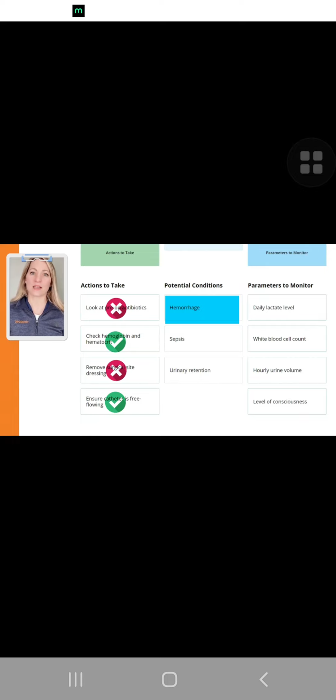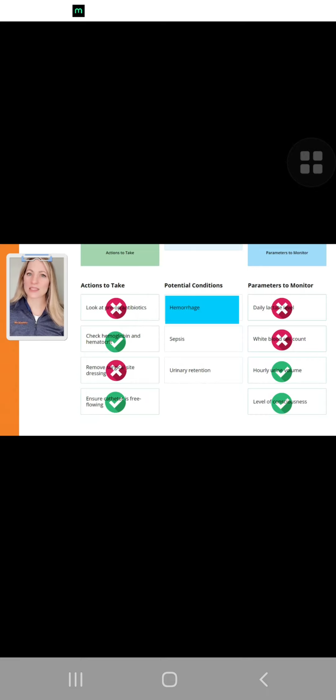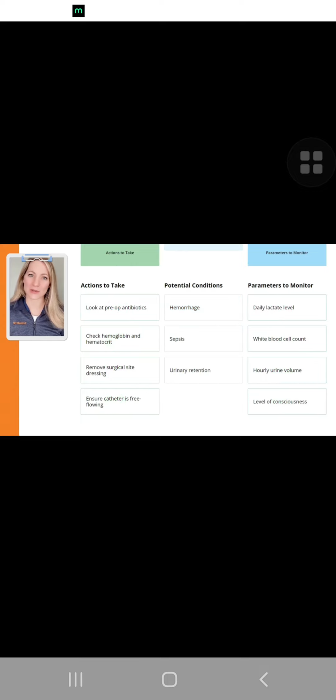Monitoring white blood cell count or lactate will not show complications quickly enough, even if this was actually sepsis. Checking urine output every hour should be done regardless of what condition the client is experiencing. And alterations in behavior and changes in level of consciousness show up early in hemorrhage and sepsis. So this answer choice is a pretty safe bet too.